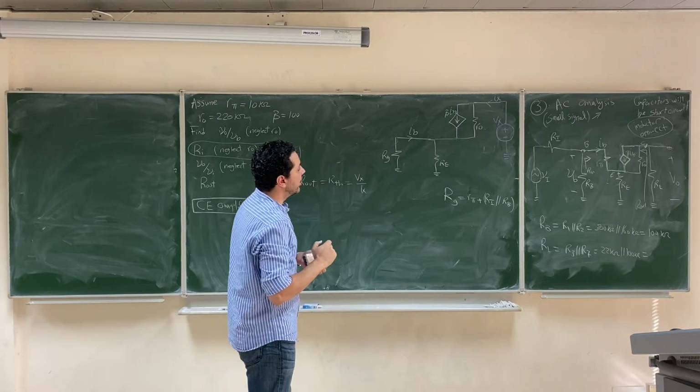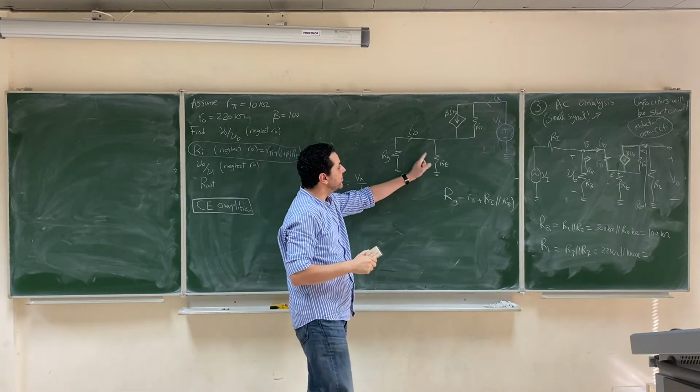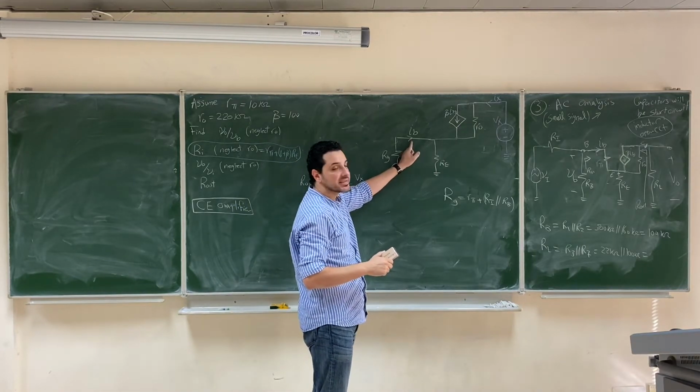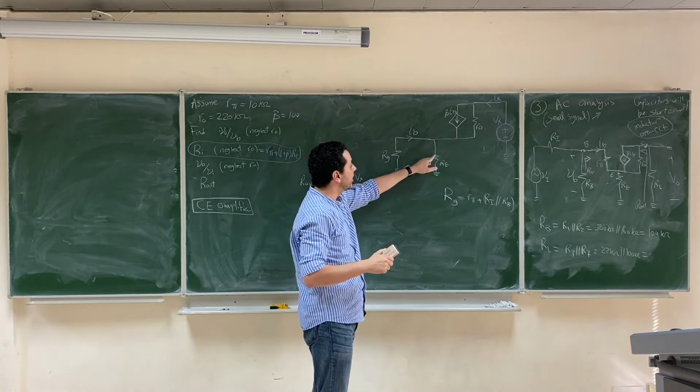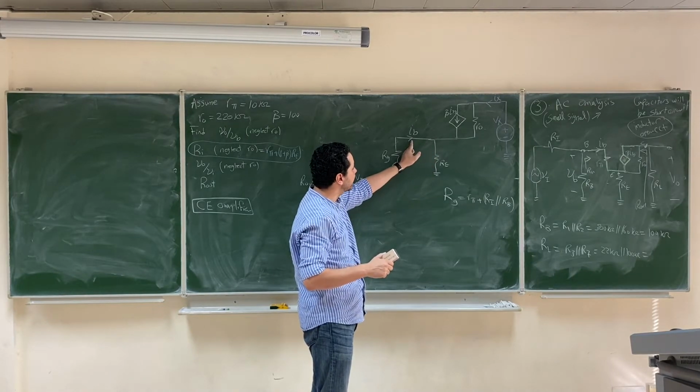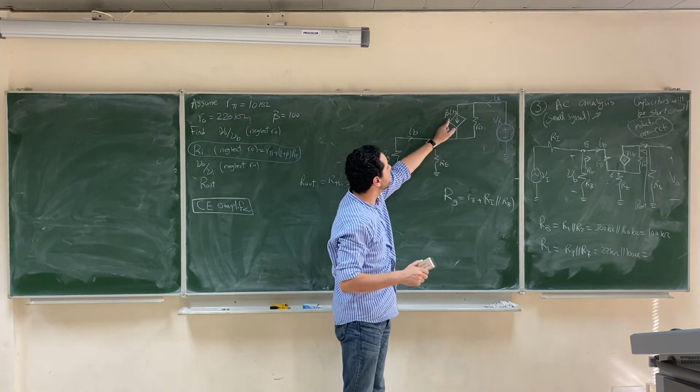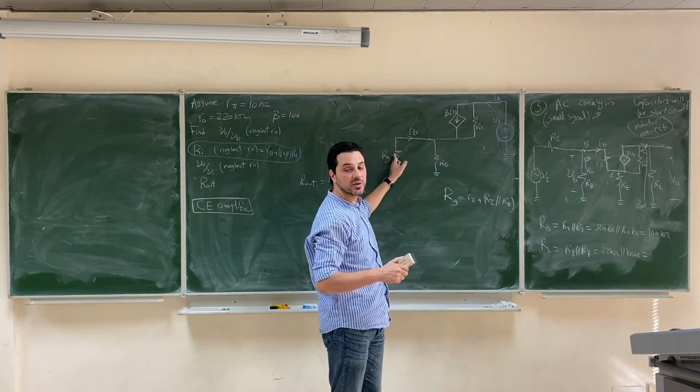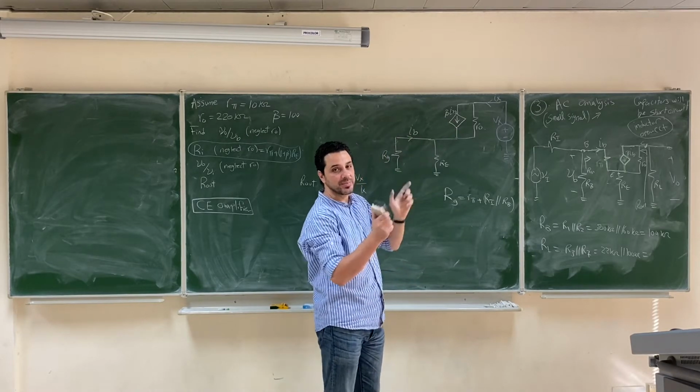Okay, and then I'm not going to combine it with Re because it is important to leave this current separate. We cannot combine these two resistors because I need the current I base, because beta I base depends on the current in this resistor alone. So if you combine them, this current will disappear, right?